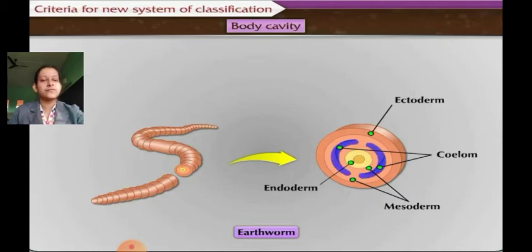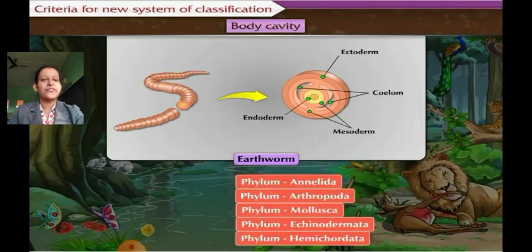In the case of the earthworm, it shows a body cavity. Fine. So this is from the phylum Annelida. Phylum Annelida includes earthworm and leeches. All these come under phylum Annelida. So from phylum Annelida to the higher phyla, all the higher phyla have the presence of a body cavity.